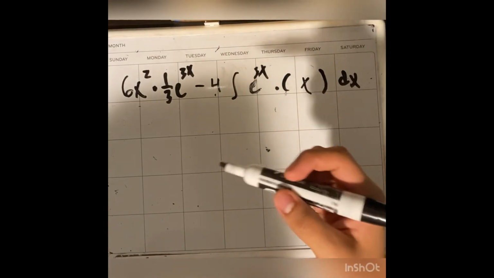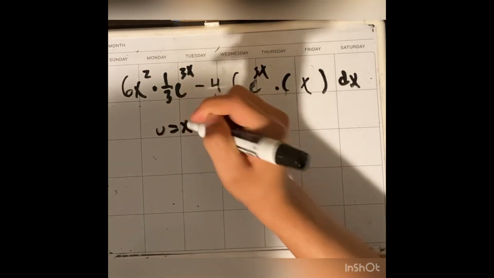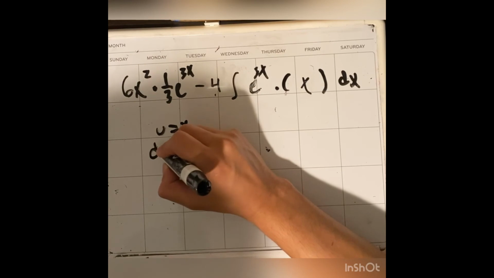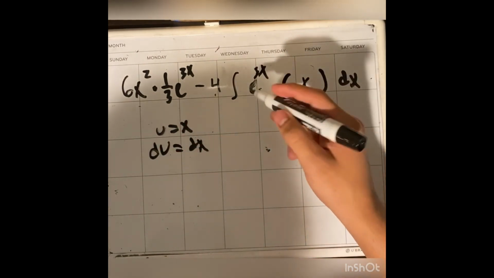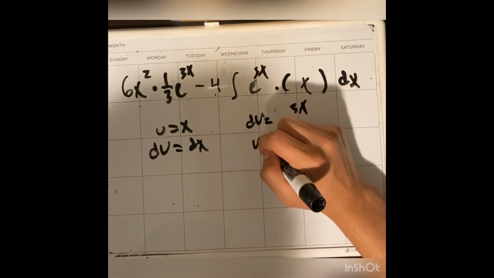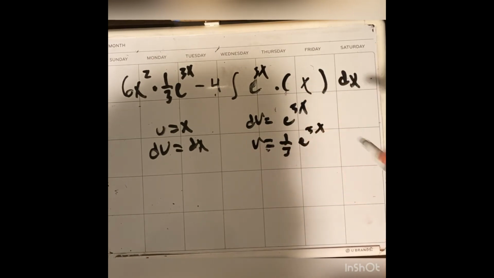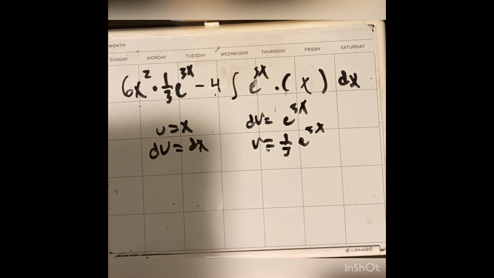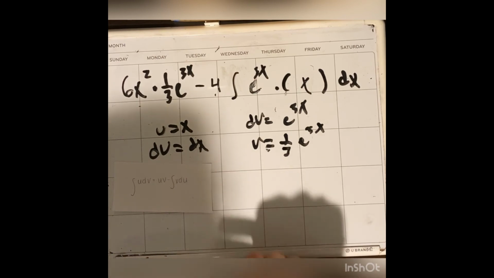So, in this case, u would be x, since when you take the derivative, du will equal dx. And our dv would be e to 3x, and our v would be 1/3 e to 3x. Then we will need to plug these values into the same equation.